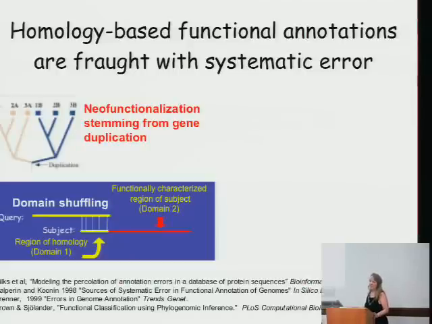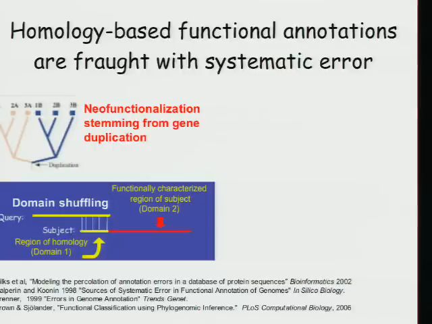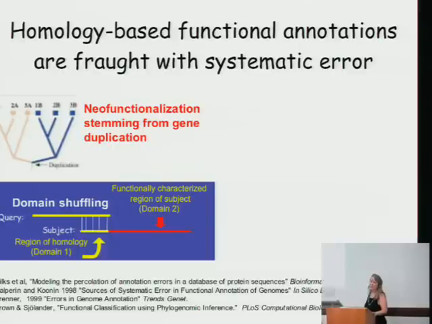Domain shuffling is another source of error. In sequence search, here's your query, and you find this hit. You can have local regions of similarity. You can call this partial homology because of domain shuffling events. One gene can be fused with another to form a longer gene that has additional domains that weren't present in the original. So if the region of homology is local and you transfer the annotation associated with this protein, it may be in this red domain, which is not present in the query. And this is a common source of error.